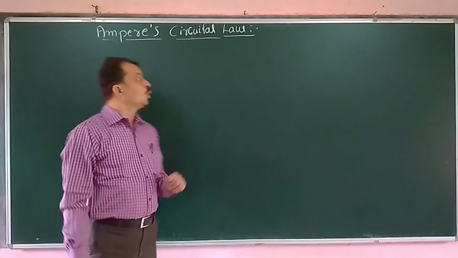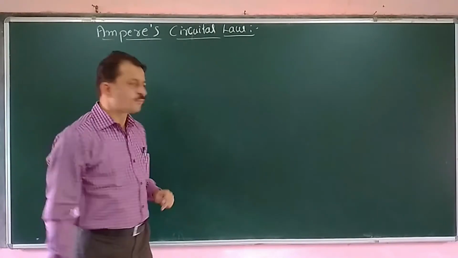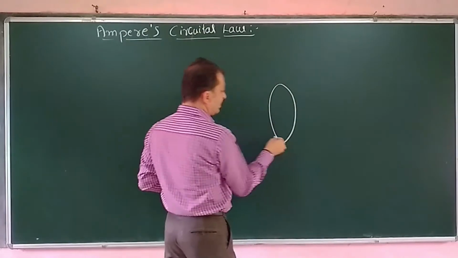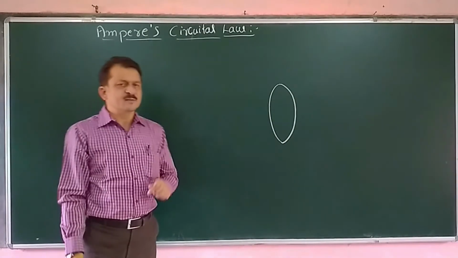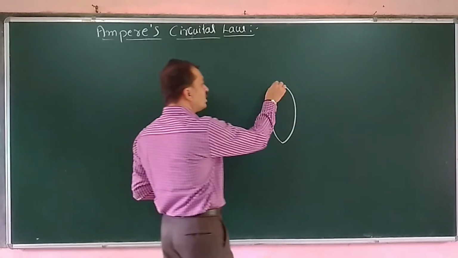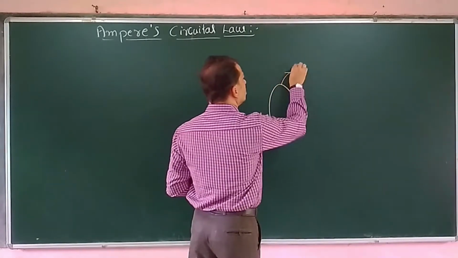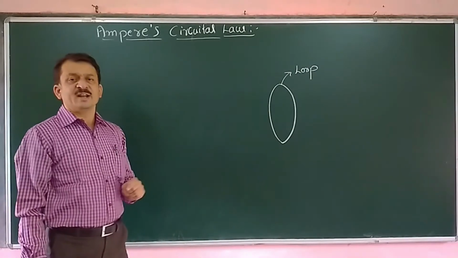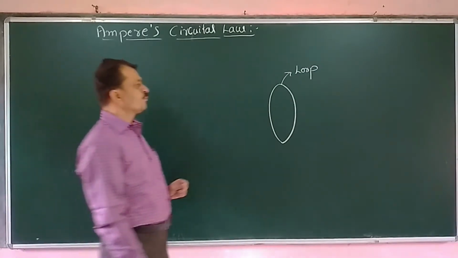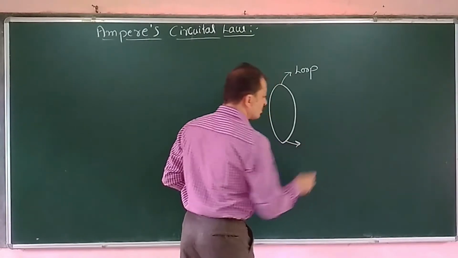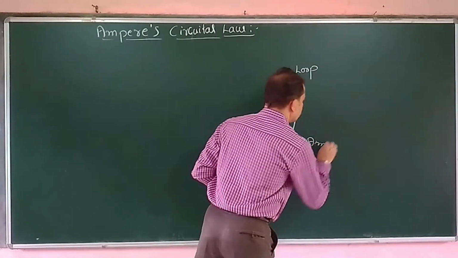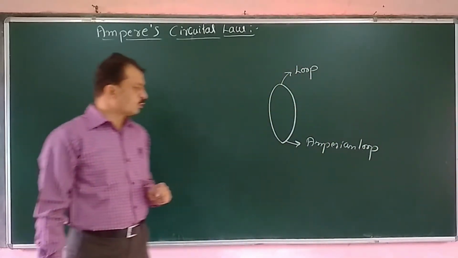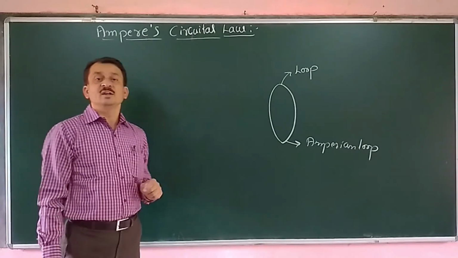Now, while applying Ampere circuital law, we are considering a closed surface with a boundary. Now this boundary we have taken is called a loop. Since we are applying Ampere circuital law here, this loop is now onwards called the Amperian loop. Now onwards we will call it the Amperian loop.